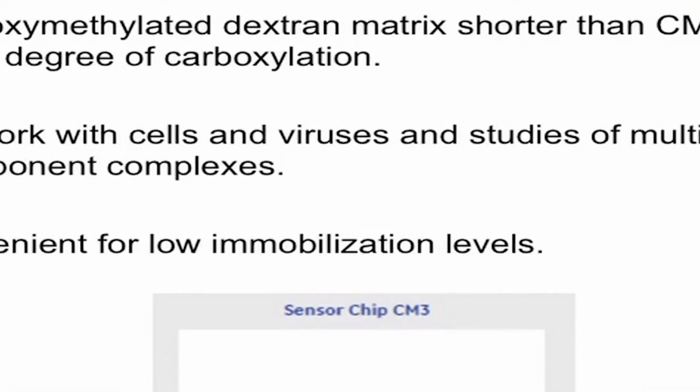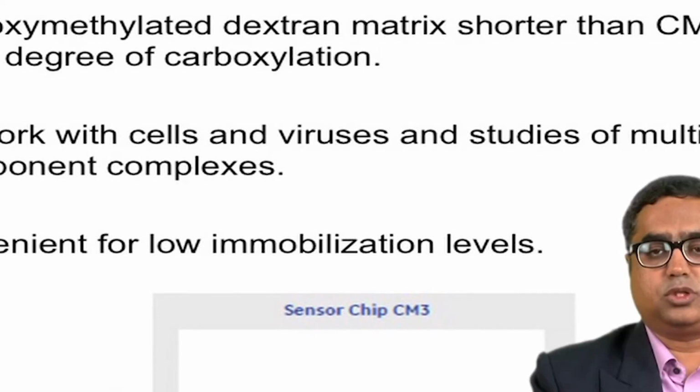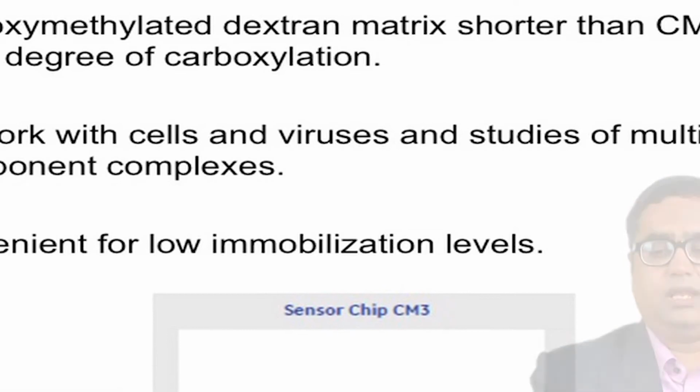Coming to another chip surface, which is called CM3, another way of branching of the carboxymethyl groups on the sensor. Here again the matrix is a little shorter than CM4, also convenient for low immobilizations, and generally good for immobilization of cells or viruses, or multi-component complexes.